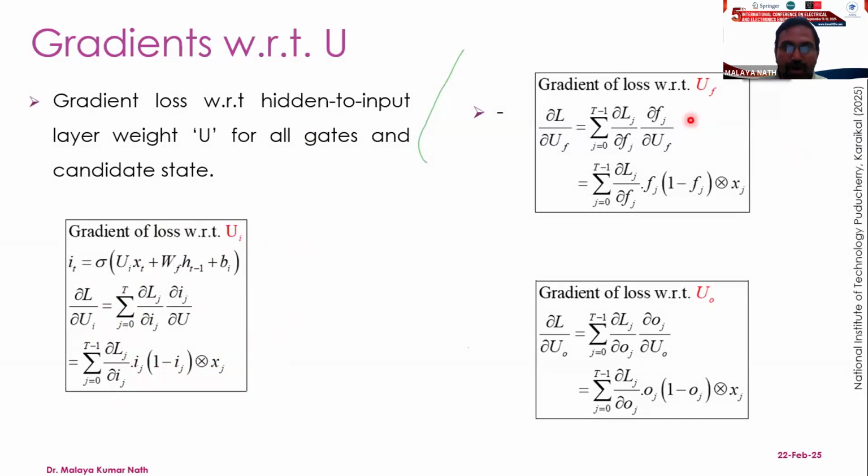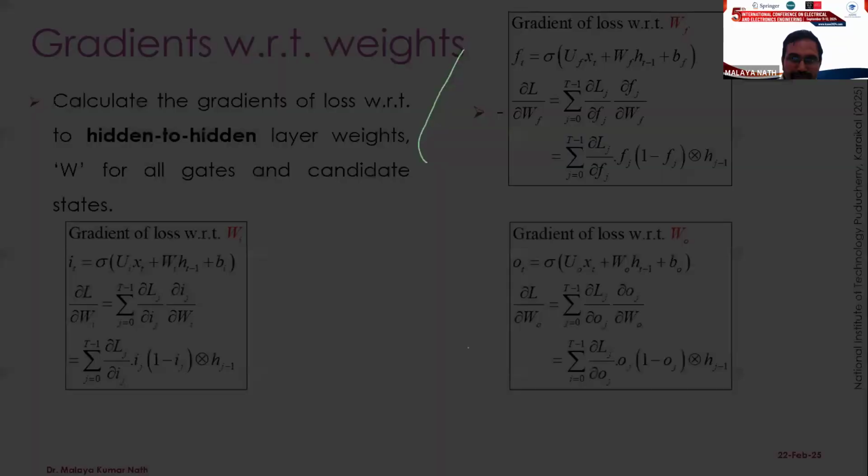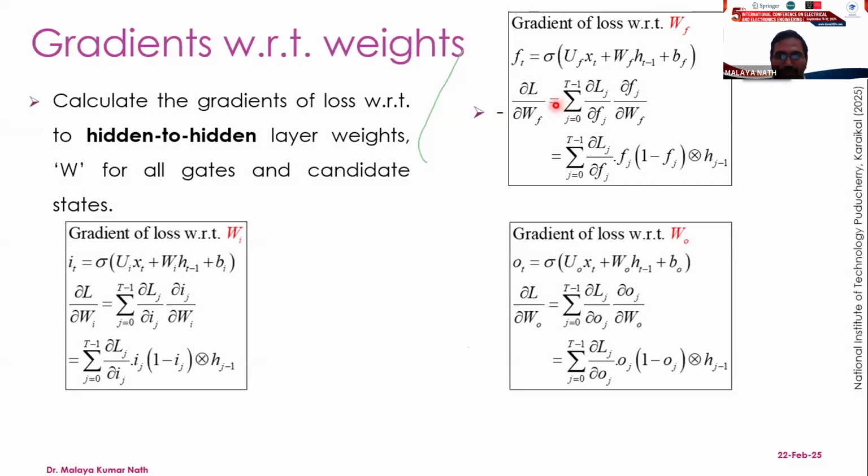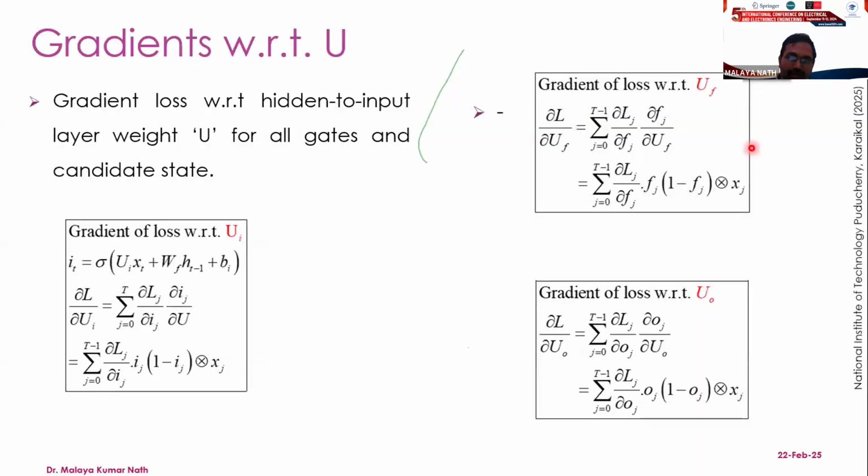Similarly, the gradient of loss with respect to U_f can be computed as the derivative of loss with respect to U_f, represented by this expression: the summation over j equals 0 to t minus 1 of del L_j by del F_j, which is equal to F_j into 1 minus F_j into x_j. If you look at this expression and the previous expression calculated with respect to W_f, both are similar in nature. This is the derivative of loss with respect to W_f, and in this case we are calculating the derivative of loss with respect to U_f.